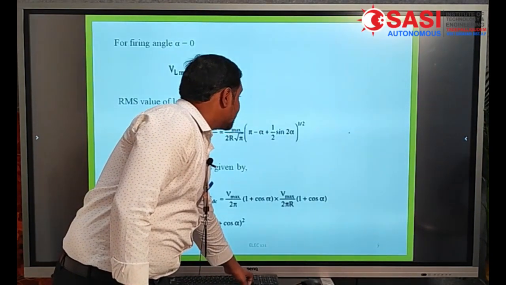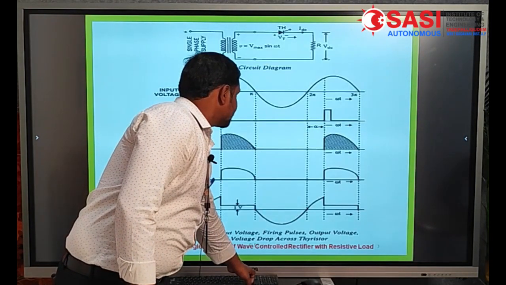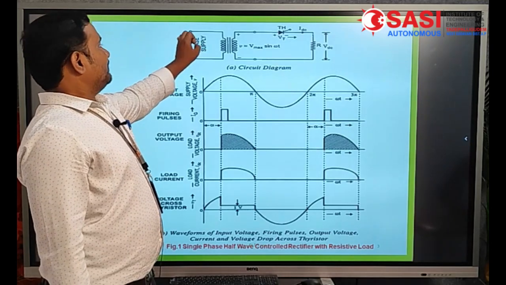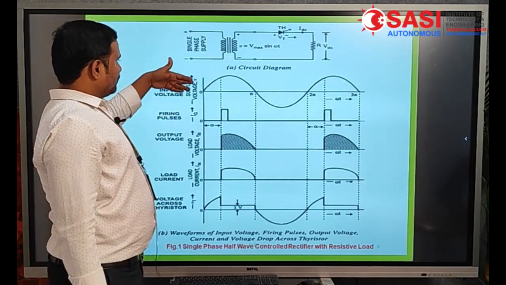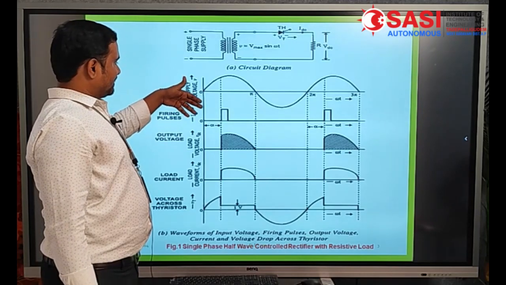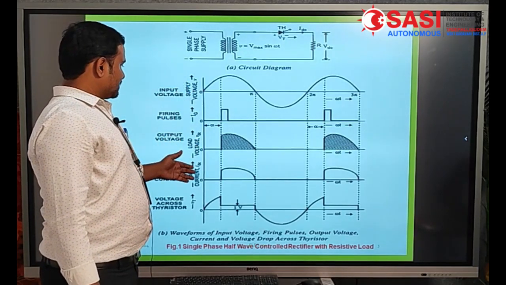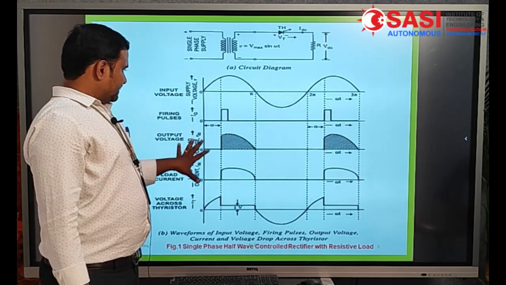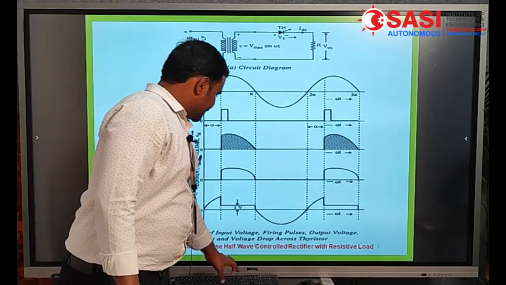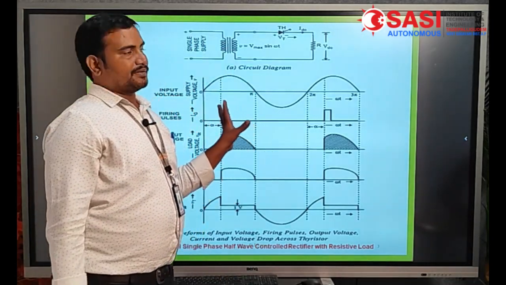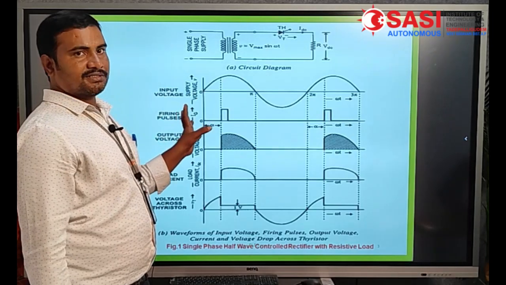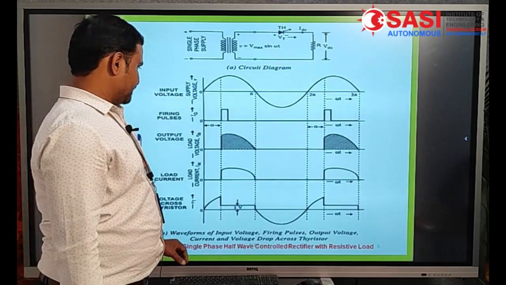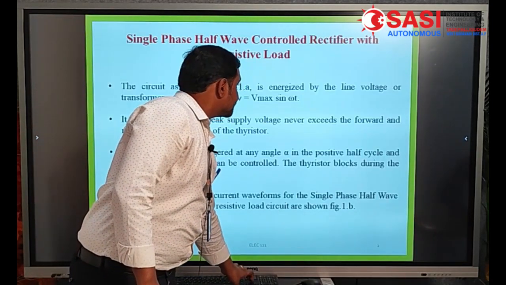So we'll move on to the first one again. This is the representation of the circuit for a half wave controlled rectifier with R load and the corresponding voltage and gate pulses, output voltage and output current, and voltage drops across the thyristors, represented with these waveforms. Finally, by analyzing this, we can say that this is a single quadrant controlled converter in the applications. Thank you.